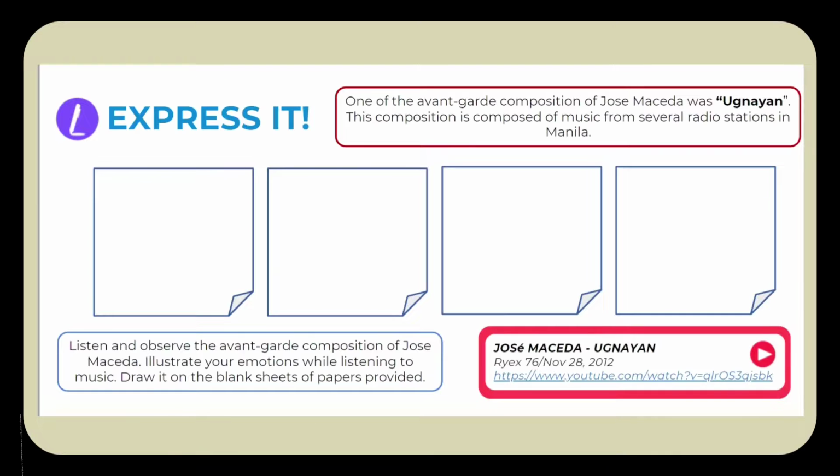Hi musicians, let's do this activity. Listen and observe one of the avant-garde compositions of Jose Maceda, and draw on the blank sheets of paper the emotions you feel while listening to the music. What are your thoughts after you listen to it? Share your thoughts and works with the class.